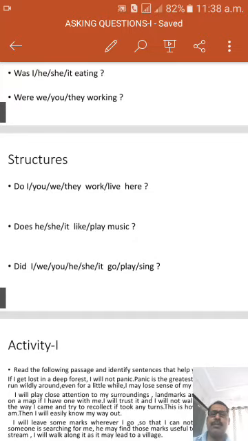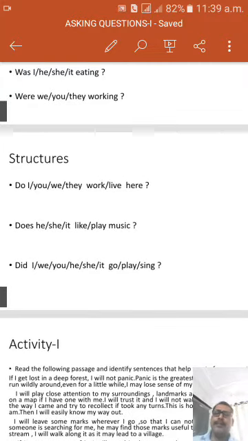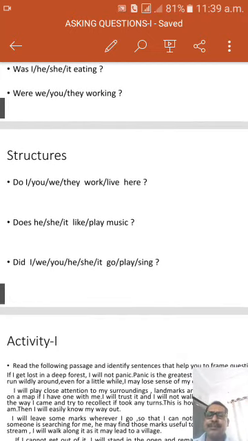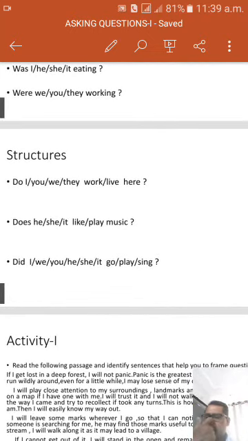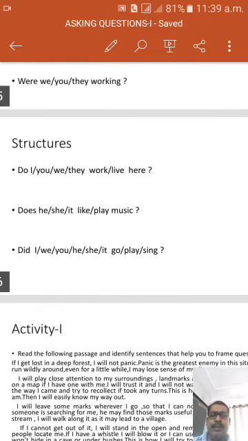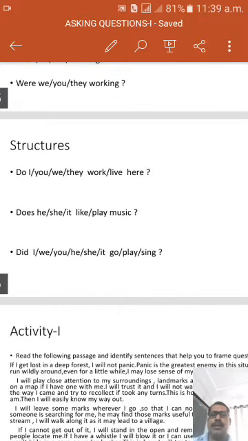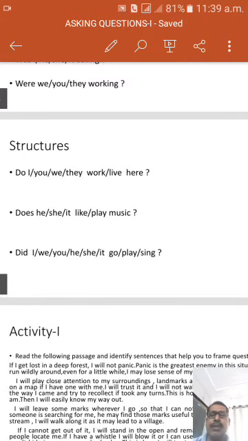And the past tense of do and does is did. Do, past tense did. Does, past tense did. So we use did with all persons: first person, second person, third person, singular and plural. With all persons we use did. So I read some examples here. I try to read with different persons so that you can understand.